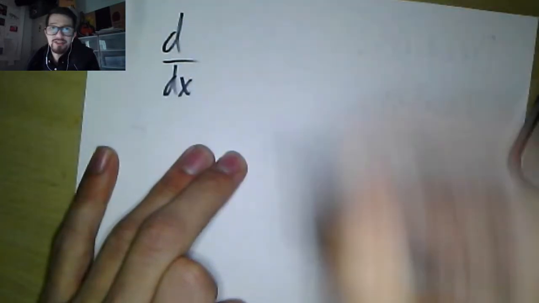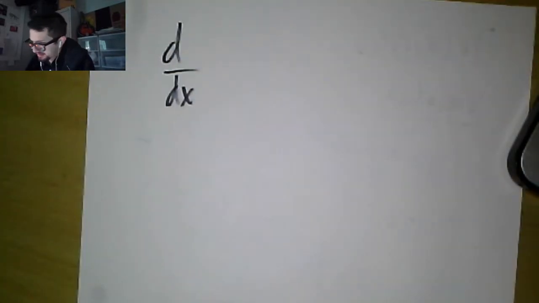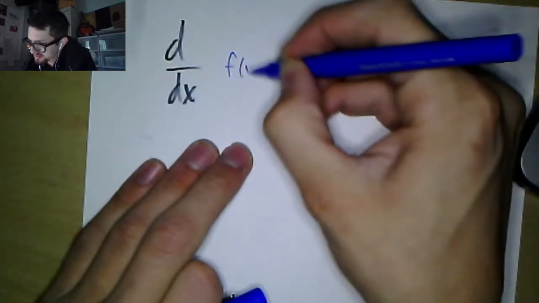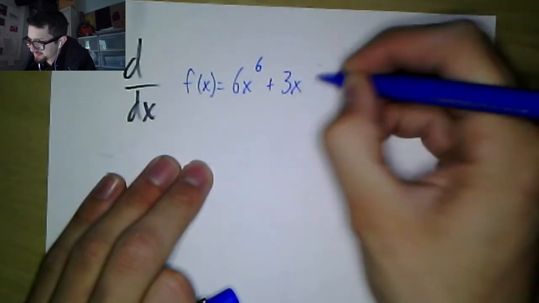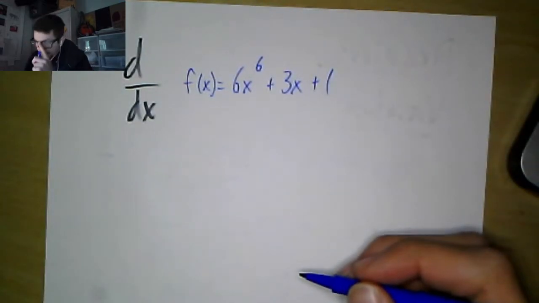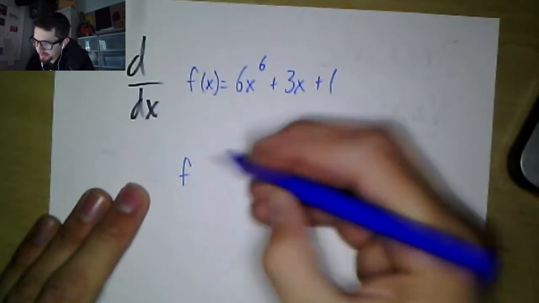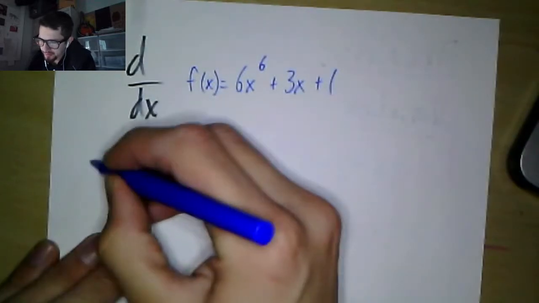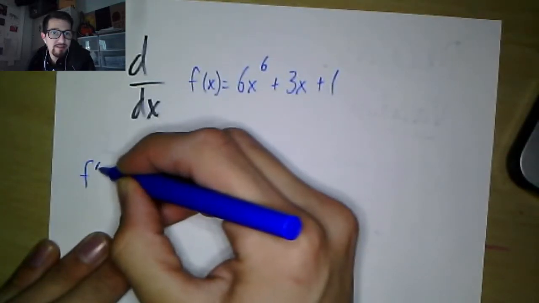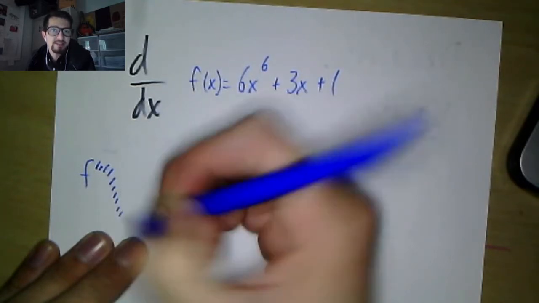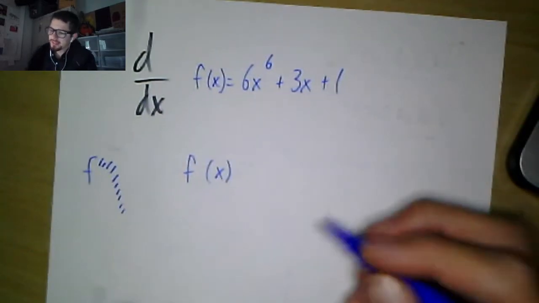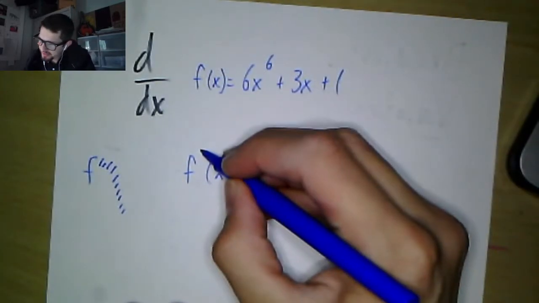Let's talk about the next topic, which would be derivatives. So, for derivatives, you might see a problem like this. F of x equals 6x to the 6th plus 3x plus 1. Then I would ask you for the derivative. I might ask you for, remember, this would be the first derivative, second derivative, third derivative, fourth derivative, fifth, sixth, seventh, eighth, ninth, 10th. Yay. For this problem, I'd probably ask you for like the third derivative.